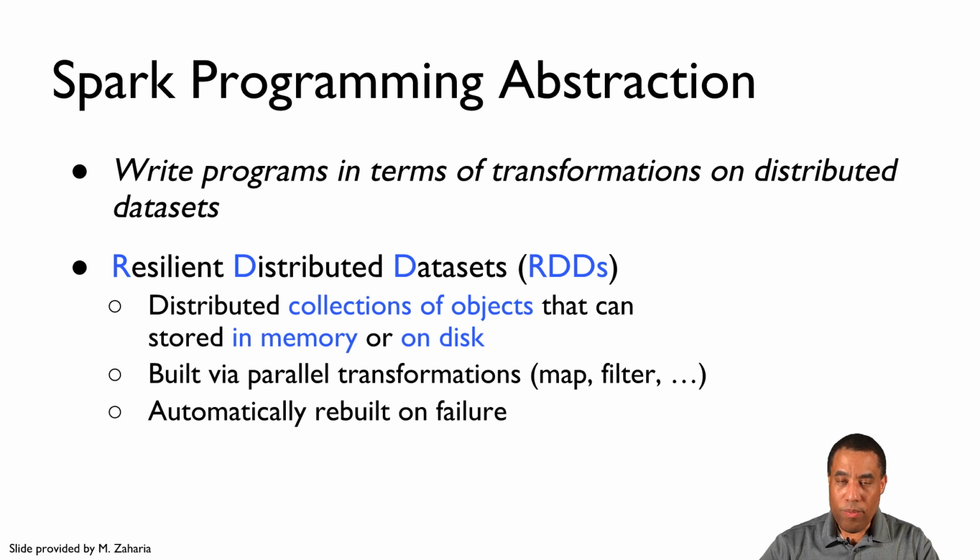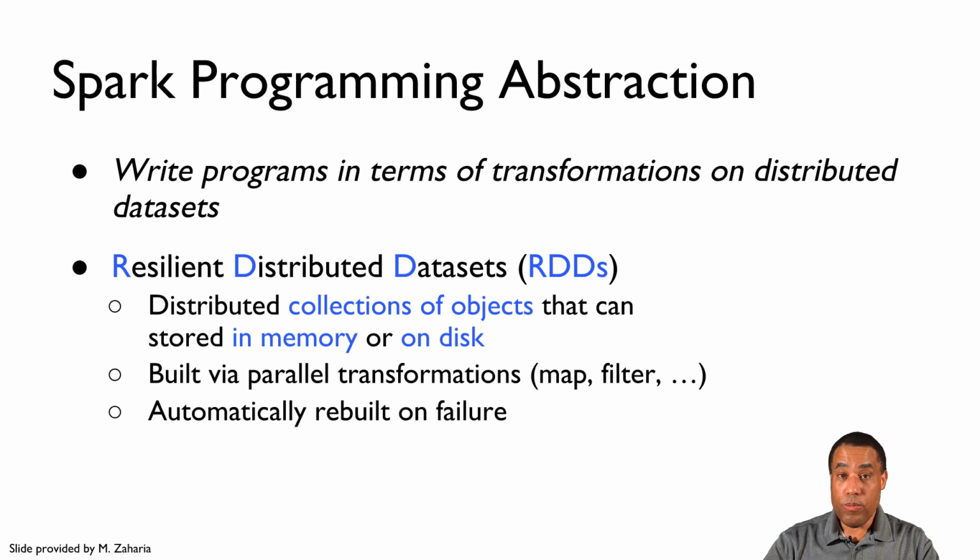So what makes Spark tick? So here's the thing. What makes a good programming language and environment is the data structures. And in Spark, it's all about writing programs in terms of transformations on distributed data sets. And so what is that distributed data set? It's an RDD. RDD stands for Resilient Distributed Data Sets. So you can think of it as a collection of objects that's distributed across the machines and can be stored in memory or stored on disk.